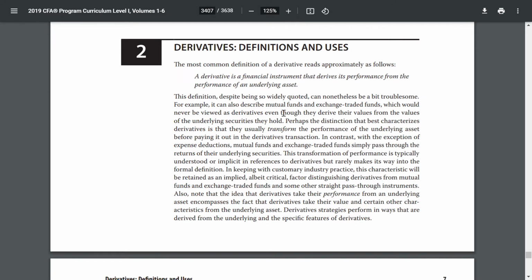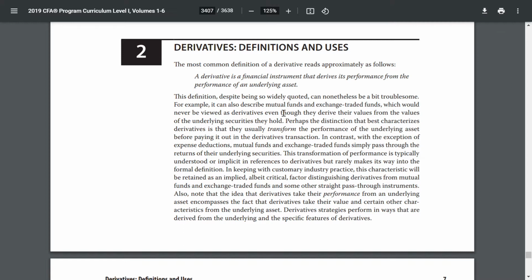Derivatives definition and uses. The most common definition of derivatives reads approximately as follows: a derivative is a financial instrument that derives its performance from the performance of an underlying asset. This definition, despite being so widely quoted, can nonetheless be a bit troublesome. For example, it can also describe mutual funds and exchange-traded funds, which would never be viewed as derivatives, even though they derive their value from the values of underlying securities they hold.